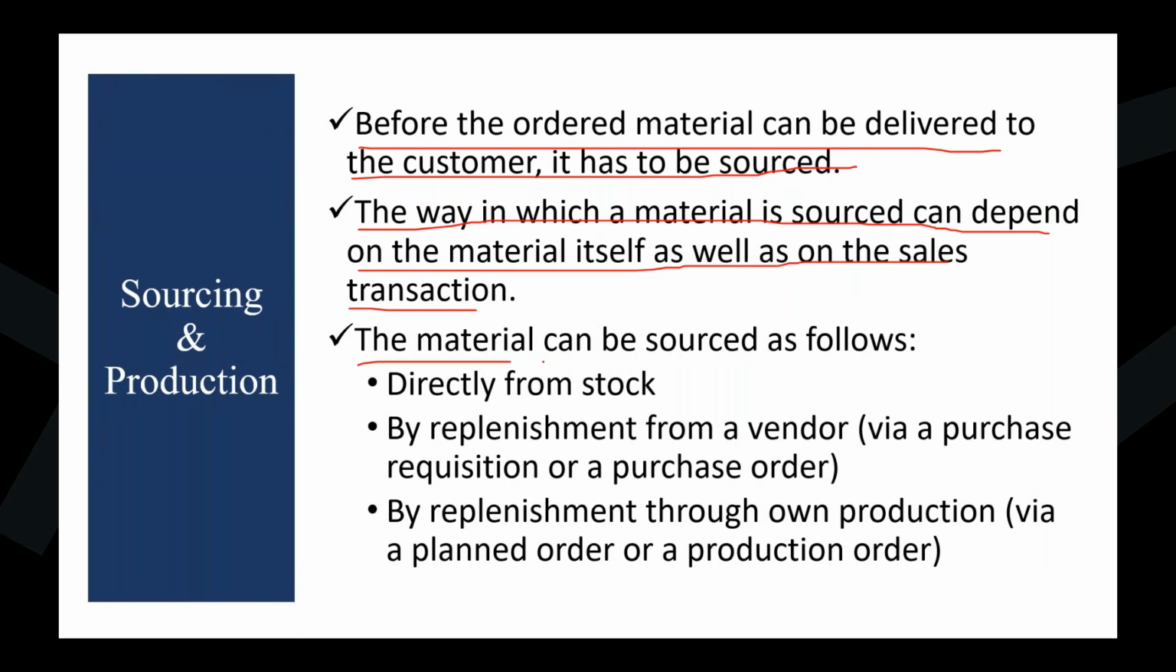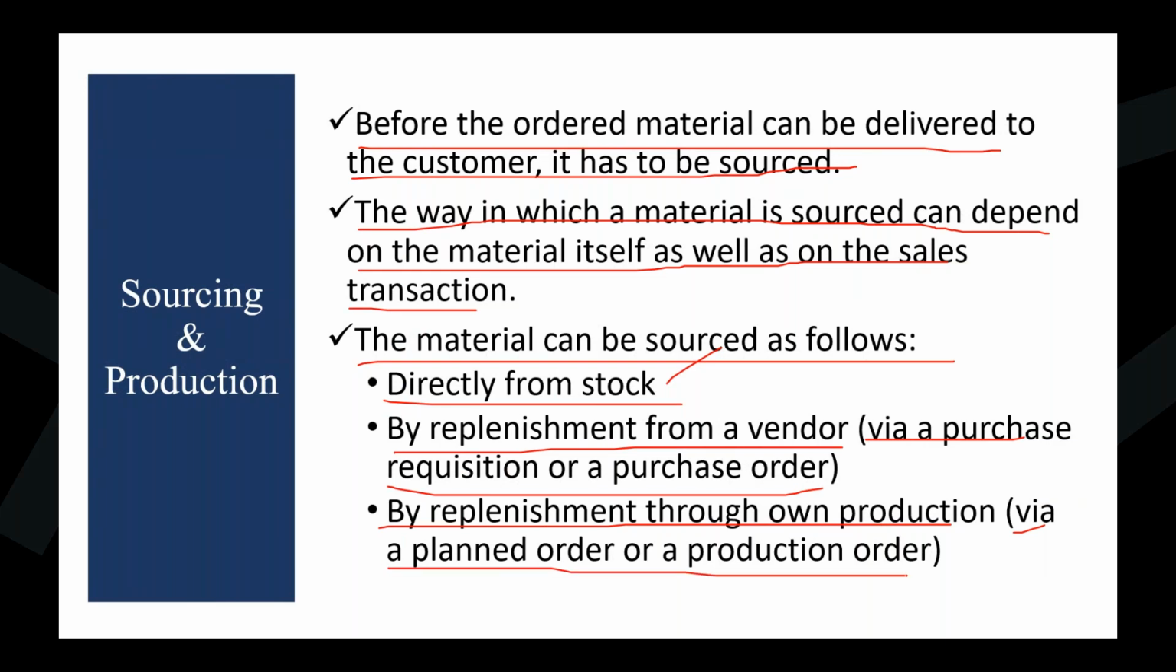The material can be sourced directly from stock. If you have inventory, you can deliver directly from the stock. Or by replenishment from a vendor if it is a purchased material, using a purchase requisition or a purchase order. Or by replenishment through own production. That means if it is a manufactured product, you have to inform your production team: I got a sales order, the customer wants this much quantity by this date, start the production. That happens in planning and production via a planned order or a production order. So this comes under PP normally.